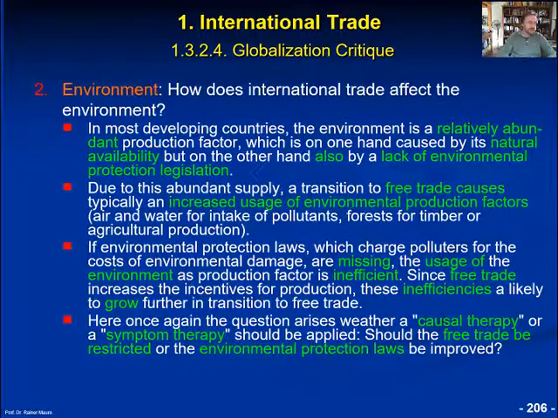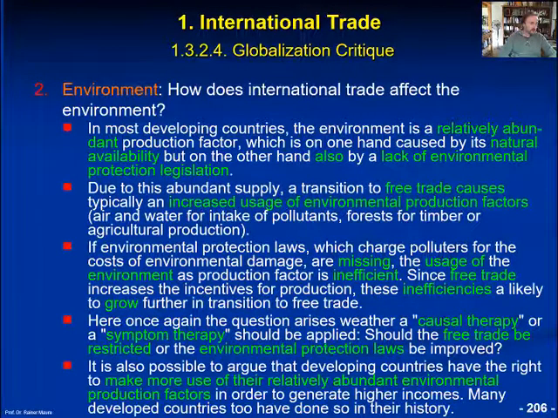Here, once again, the question arises whether a causal therapy or a symptom therapy should be applied. Should free trade be restricted or the environmental protection laws be improved? It is also possible to argue that developing countries have the right to make more use of their relatively abundant environmental production factors in order to generate higher incomes. Many developed countries, too, have done so in their history.